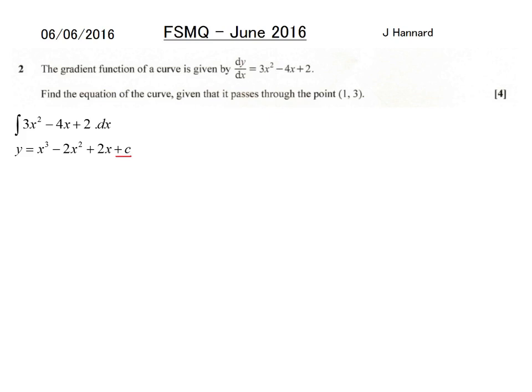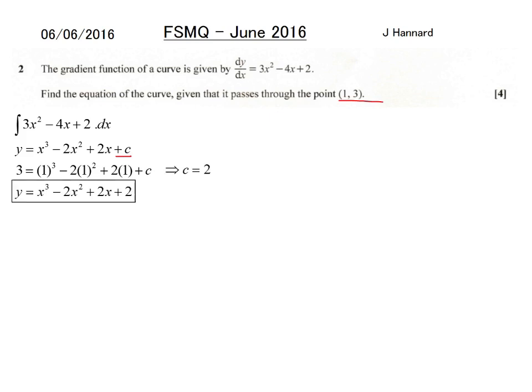And now we're given some information in the question to finish it off. So we set it equal to 3 and put a 1 through. Therefore your c is a 2. And your y should equal x cubed minus 2x squared plus 2x plus 2.